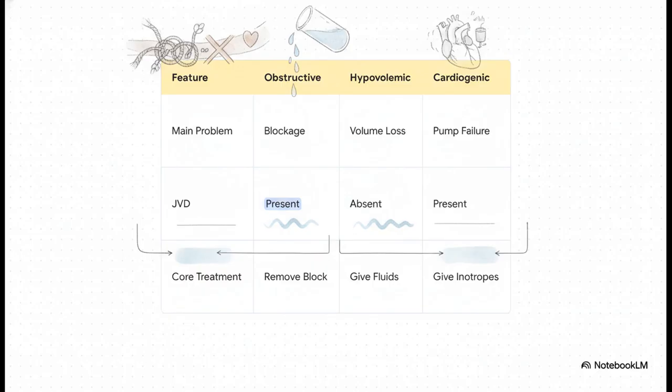This little table is going to be your best friend when you're trying to tell the different shock types apart. See how both cardiogenic and obstructive shock can have JVD, but their problems and their treatments are totally different. And look at hypovolemic, no JVD. Use this table to really nail those select all that apply questions.